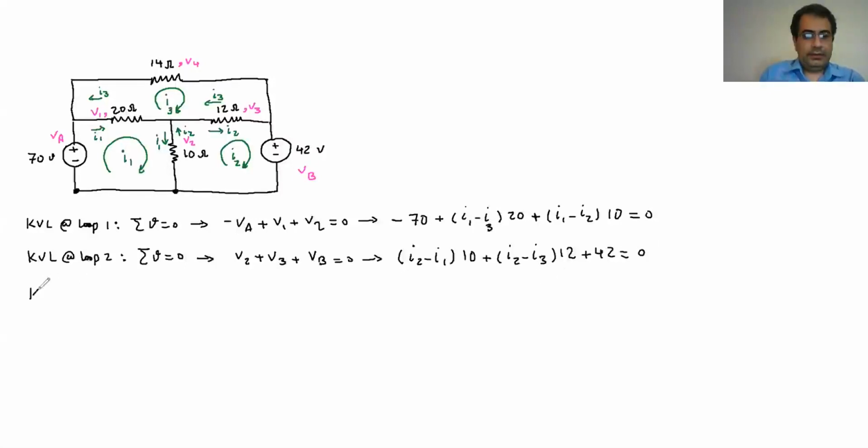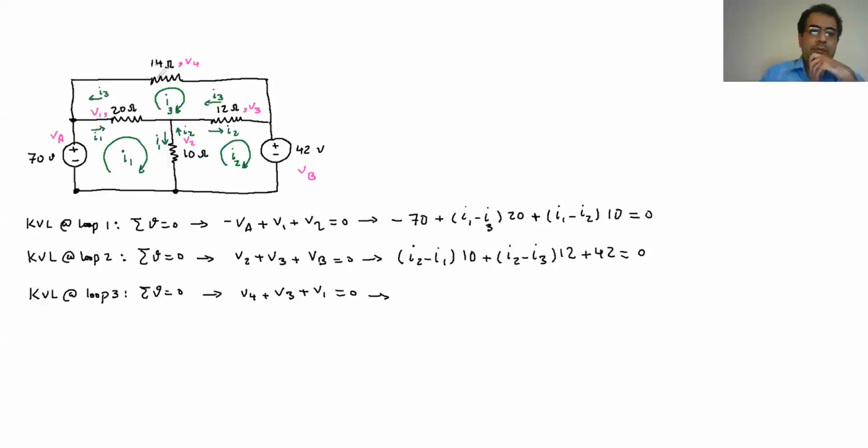And then the KVL at loop 3. So I'm going to go to the very top loop to see what I'm going to do there. Again, this time I'm going to start from this node, rotate all the way counterclockwise, and go back to where I started. So here I don't have any source, I only have 3 resistances, so I'm going to add the voltage in there. So sigma V is 0, and I have V4 plus V3 plus V1. So add them, it's going to be 0.